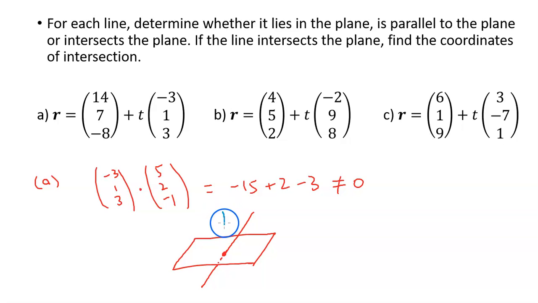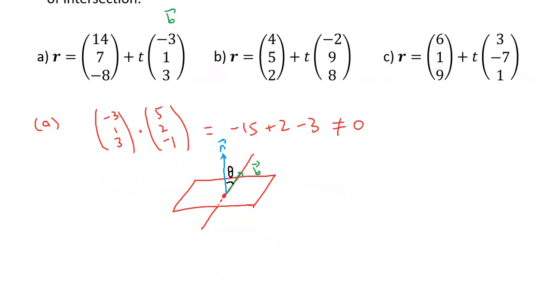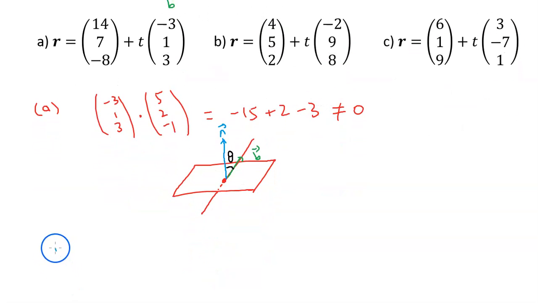Otherwise, the dot product of the direction vector of the line and the normal vector would have to be 0. So since it's not 0, then we know that this angle here is not 90 degrees, and so therefore the line is not parallel to the plane. Alright, let's check out part B this time. So the direction vector of the line is (-2, 9, 8).